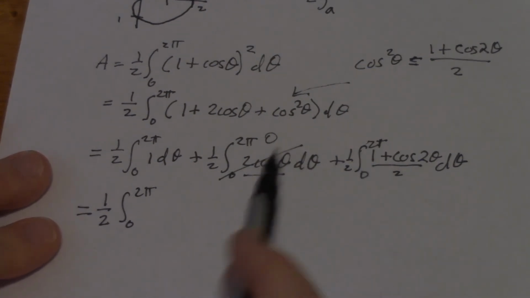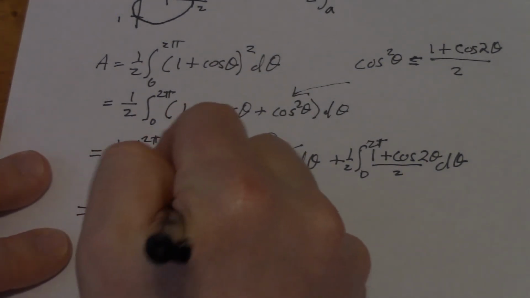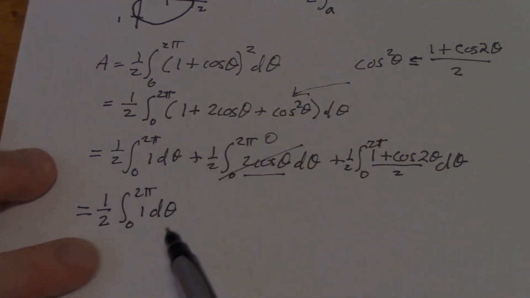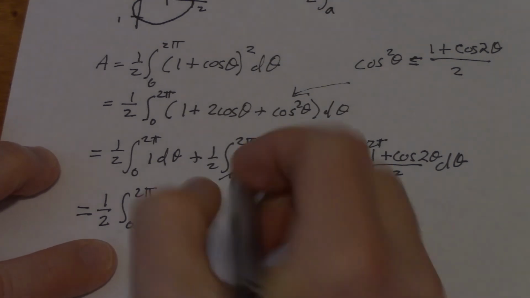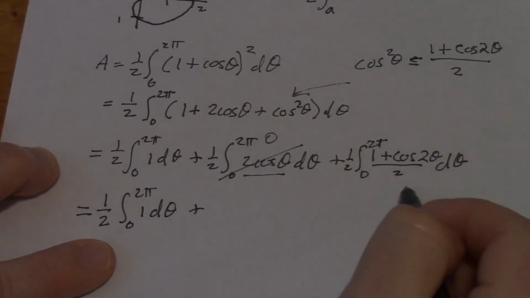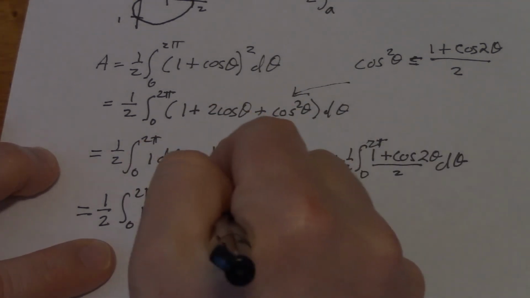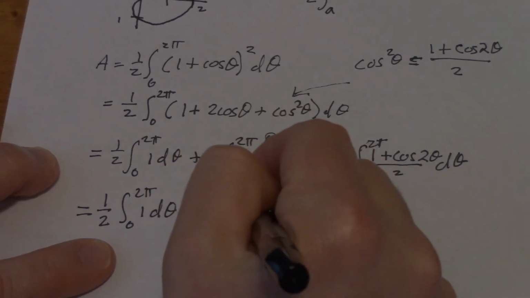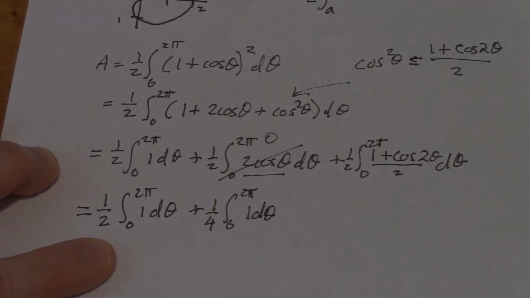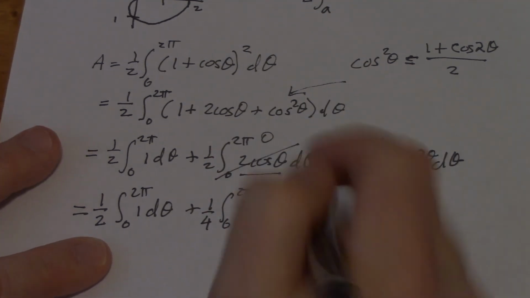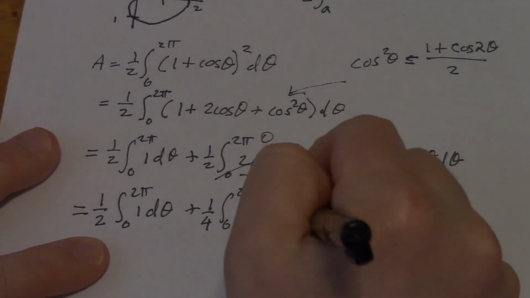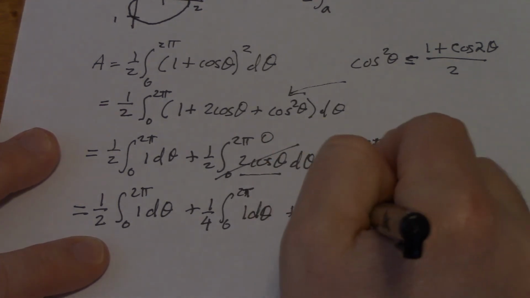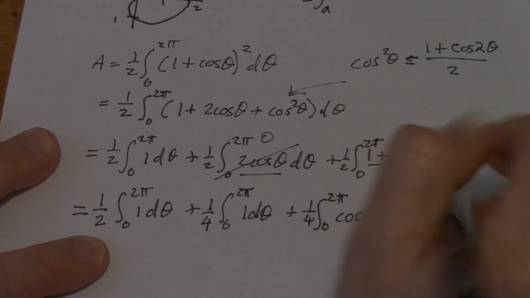We're going to break this into 2 integrals. So the first one is just going to be 1 half integral from 0 to 2 pi of 1 d theta. So that's the same thing we started with. And then over here I have a 1 half times another 2 in the bottom. So that's going to be 1/4 integral from 0 to 2 pi of 1 d theta. And then we have 1/4 integral from 0 to 2 pi of cosine of 2 theta d theta.